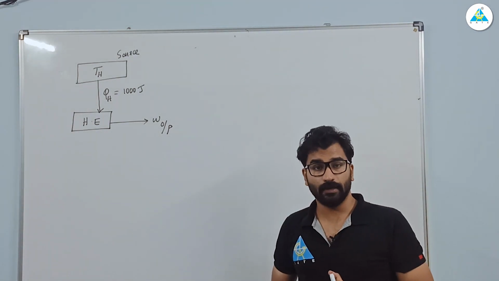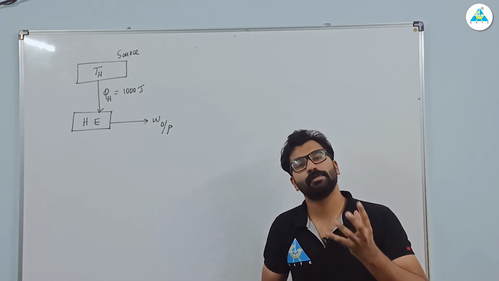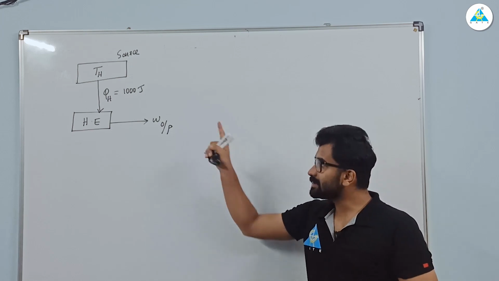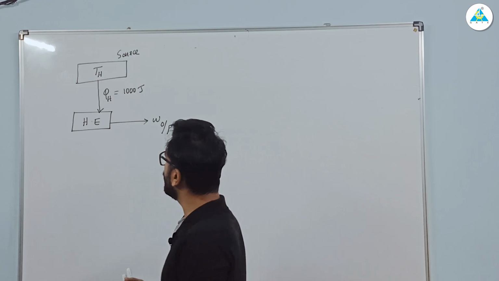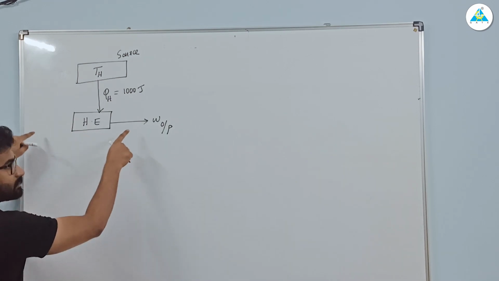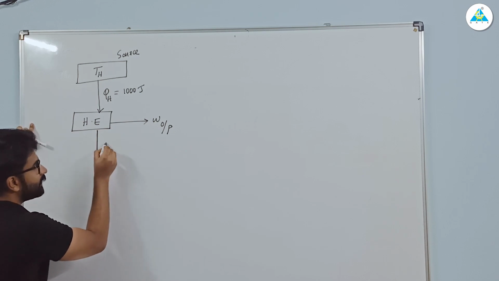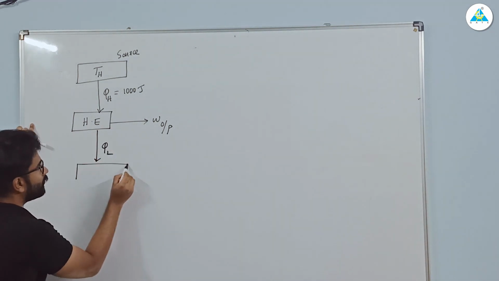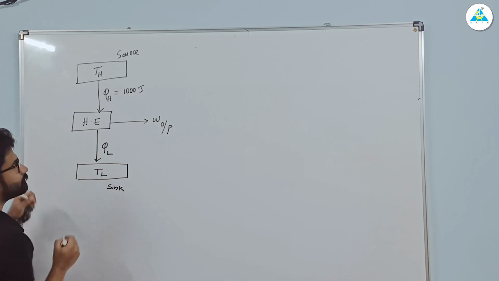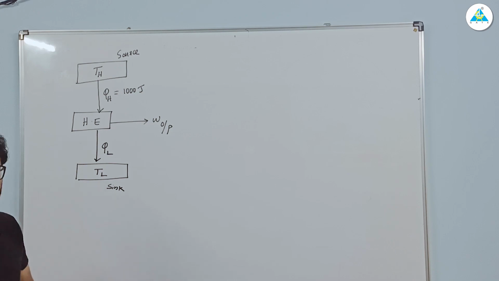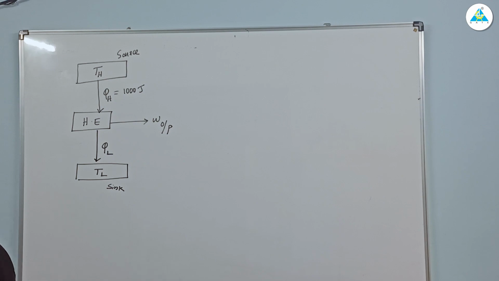This is what I told you earlier. That is the use of the second law of thermodynamics. We want to know the maximum theoretical limits for devices like heat engine, refrigerator, etc. Now you can see some part is converted to output, and the remaining heat is rejected to a low temperature sink. Clear? So you can draw this diagram.